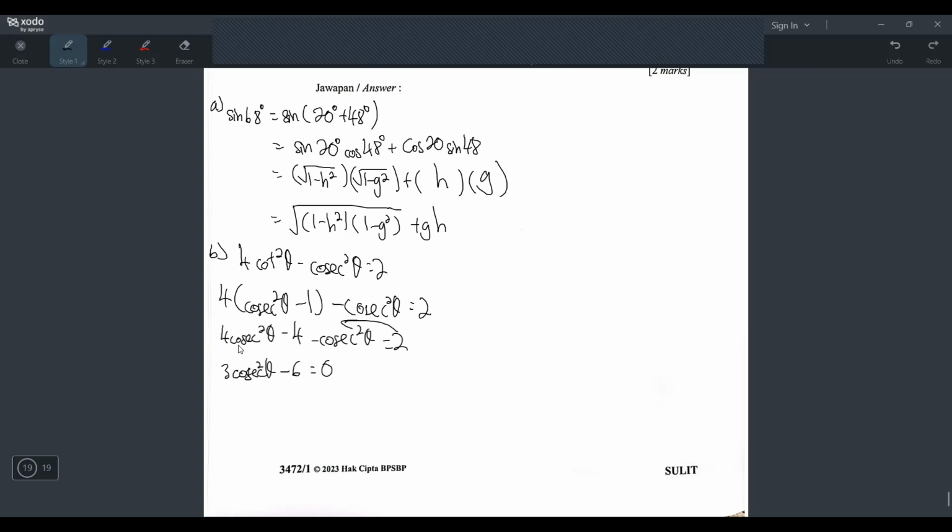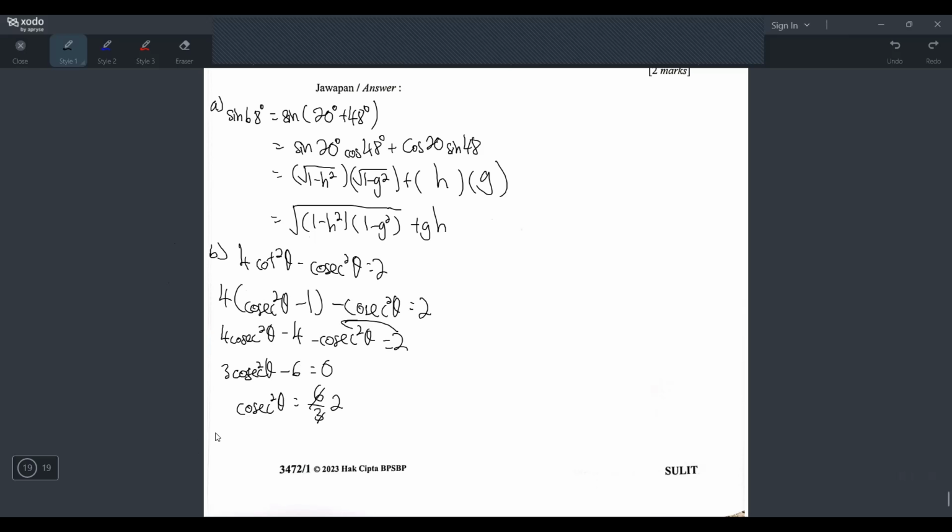So how do you continue? Actually, let's see. I think you can move the 6 to the other side. So now -6 becomes +6, and then the 3 you can also move here. But the 3 is a times relation, so it becomes divide 3. So left with 2. And then now cosec square is 2, right? And what is cosec? Okay, I think you take square root. Yeah, you take square root first.